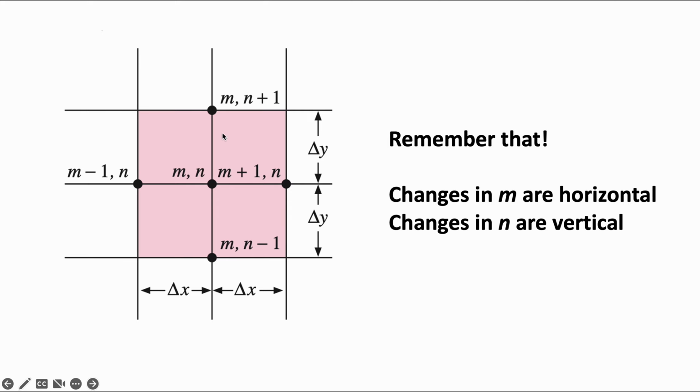And so recall that in a node problem, changes in M, right? Let's say this is our first point. Changes in M are always horizontal changes. If it's M plus 1, we're moving to the right. If it's M minus 1, we're moving to the left. For N, it's vertical. N plus 1 means we're going up, while N minus 1 means we're going down. Just remember that because you're going to need this for solving the problem.